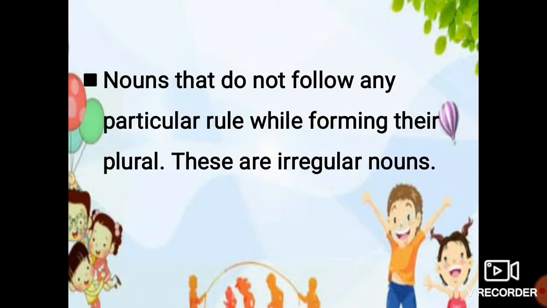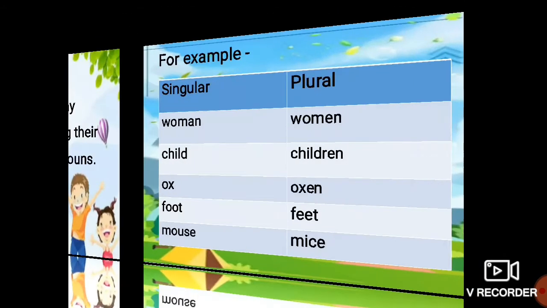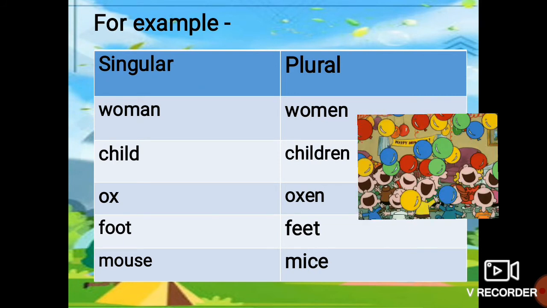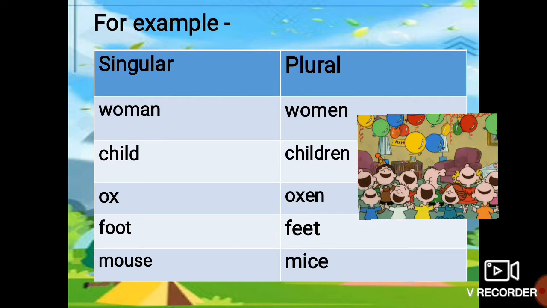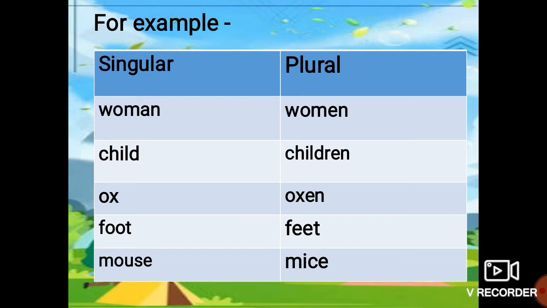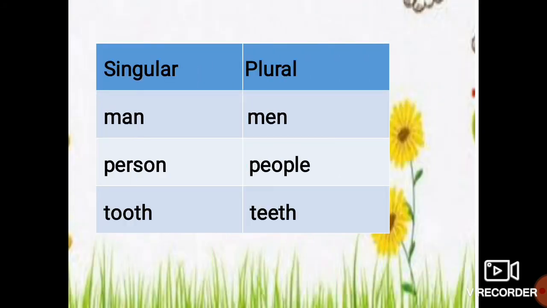Next, nouns that do not follow any particular rule while forming their plural. These are irregular nouns. It means that the nouns which do not follow any specific rule in order to form their plural are the irregular nouns. For example, woman becomes women, child becomes children, ox becomes oxen, foot becomes feet, mouse becomes mice. Man becomes men, person becomes people, tooth becomes teeth.